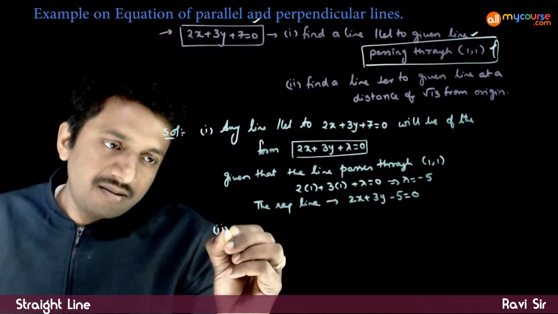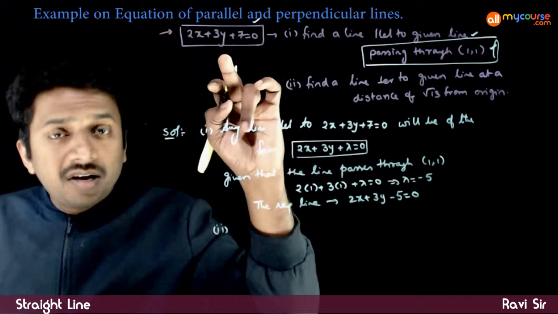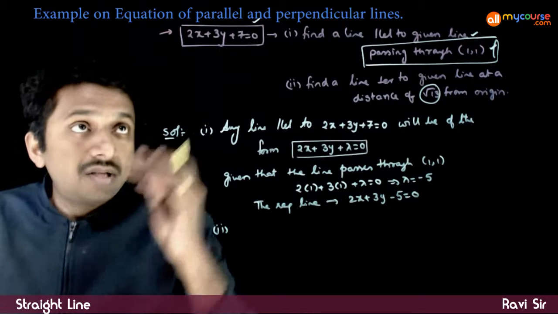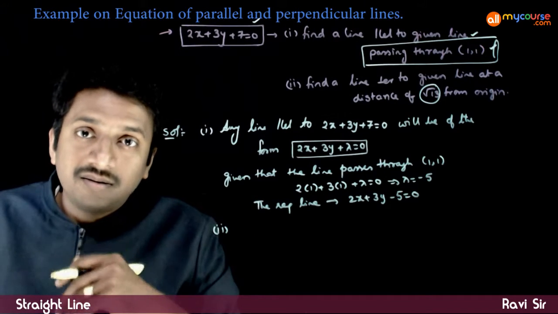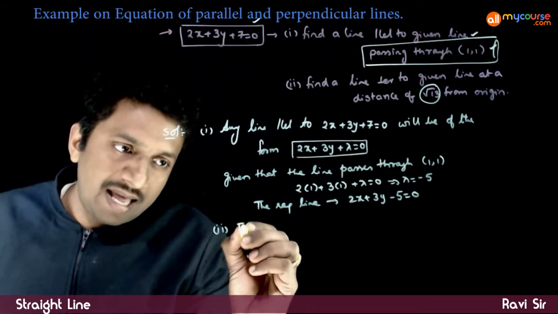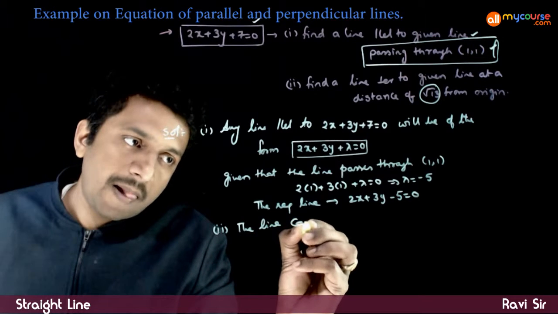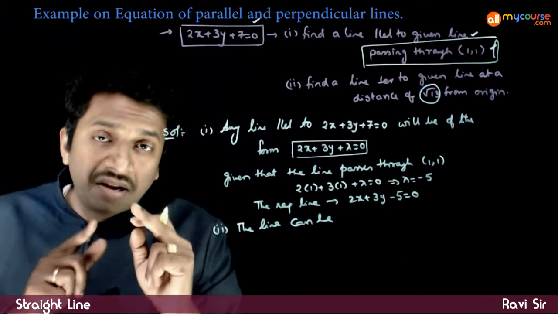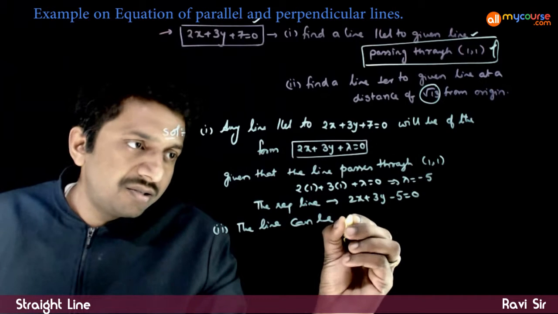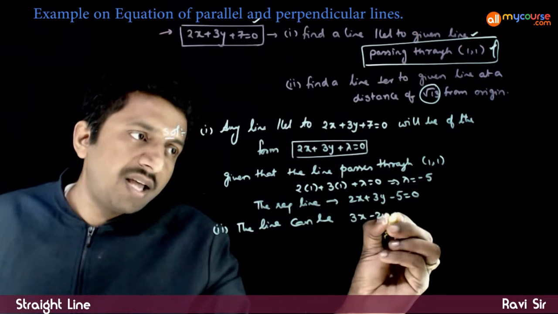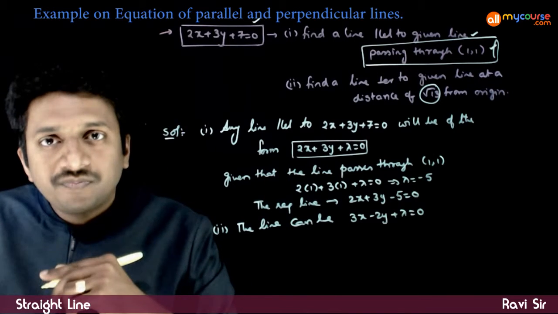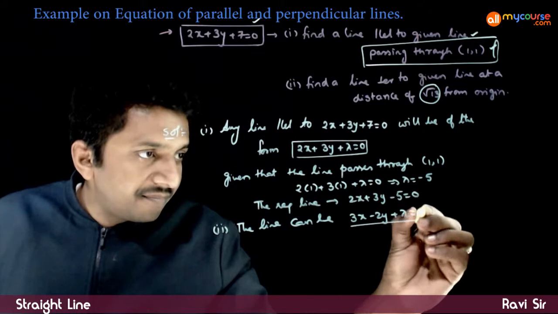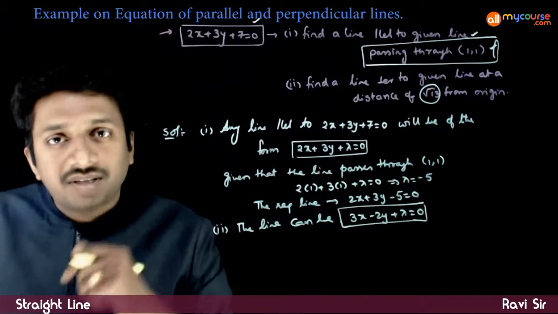Next, I want a line perpendicular to this line at a distance of root 13 units from origin. So I want a line which is perpendicular to this line. So what can I assume? So the line can be assumed as, you need to exchange the coefficients and you need to add an extra minus sign. So 3x minus 2y plus lambda is equal to 0. This is any line which is perpendicular to this line.